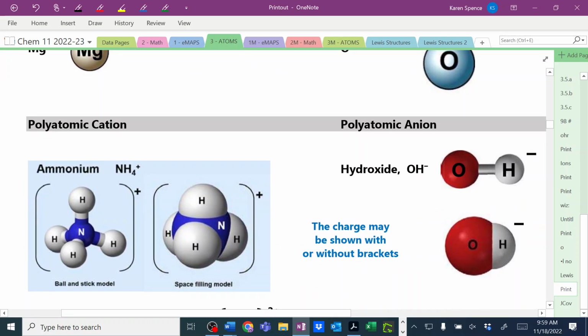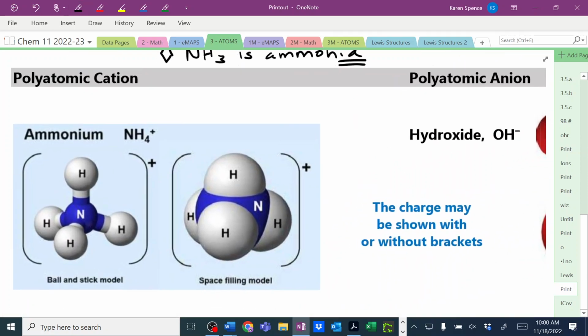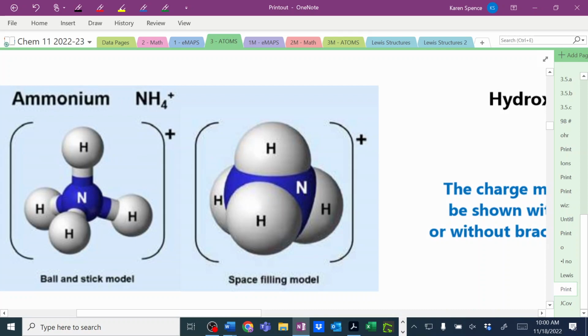Here is a polyatomic cation. Do you remember what NH3 was? NH3 is ammonia. We have a polyatomic ion, which isn't NH3, it is NH4. And this entire structure that's made of a nitrogen and 4 hydrogens, somewhere along the way, one of those atoms lost an electron, and that whole structure is just missing 1 electron from the overall structure.